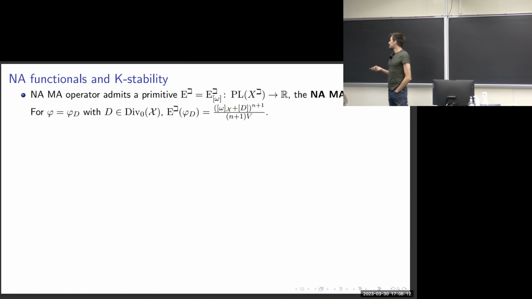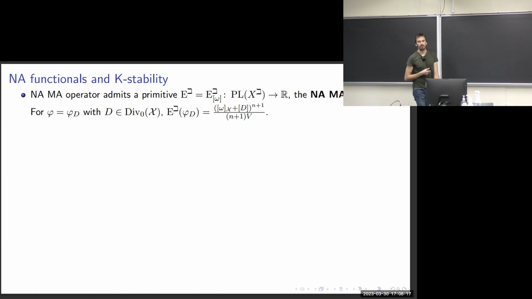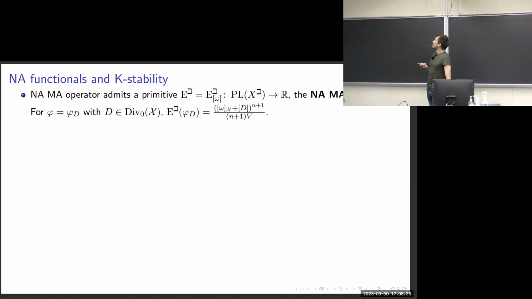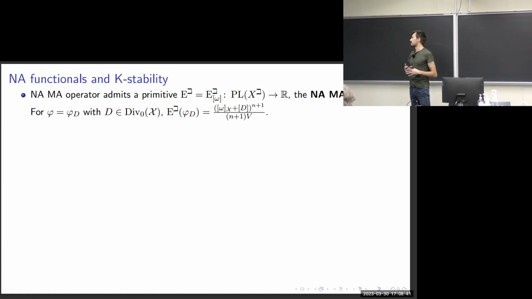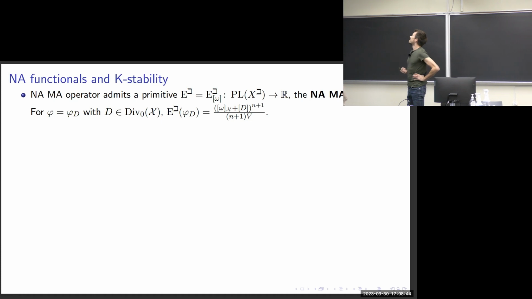And in fact, it's something quite simple because of the simple nature of the Monge-Ampère measure before. So if you realize phi as phi_D for some vertical divisor D, in fact, this energy here is just the top self-intersection of the class omega plus D, normalized in some way. So it's basically just a top degree self-intersection computed on this projective variety, well, compact Kähler space X.